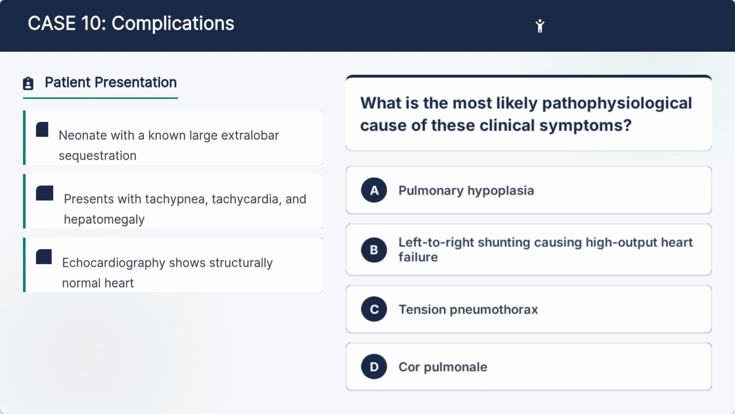Option A, tension pneumothorax from rupture of the sequestration. Option B, high output congestive heart failure secondary to large left to right shunting through the sequestration. Option C, pulmonary hypertension from hypoxic vasoconstriction in the compressed adjacent lung. Option D, septic shock from an infected sequestration. Think about the venous drainage pattern of extralobar sequestration and what happens hemodynamically when that shunt is very large.